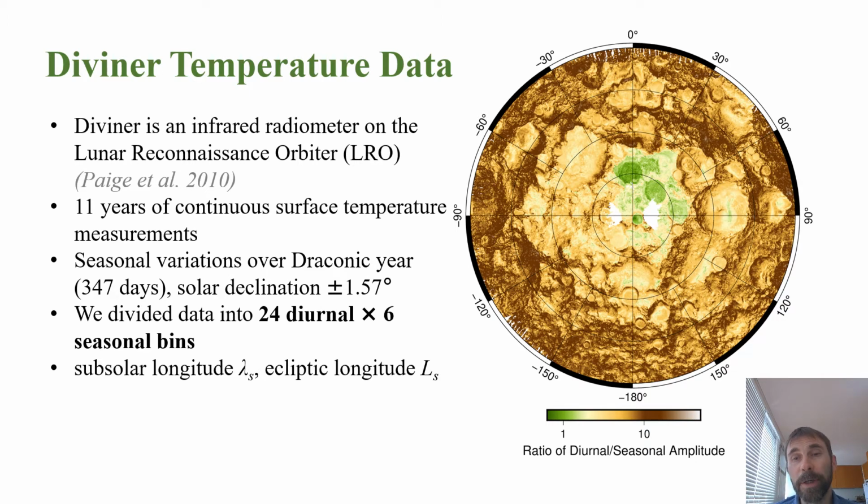And this map here, it's an interesting map. That's the ratio of the amplitude of diurnal temperature variations to the amplitude of seasonal temperature variations. So in most places, the diurnal variation, the lunation, is bigger, but at the floor of some of these PSRs, actually, Haworth and Shoemaker, the seasonal variations are bigger. So it would be a mistake to neglect the seasonal variations if one is interested in PSR temperatures.